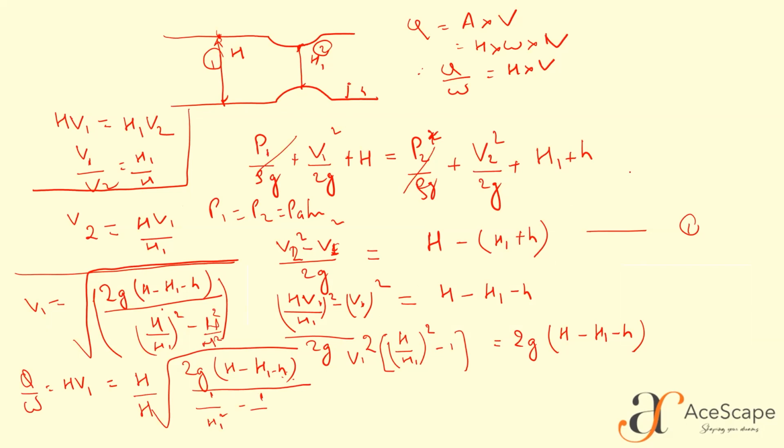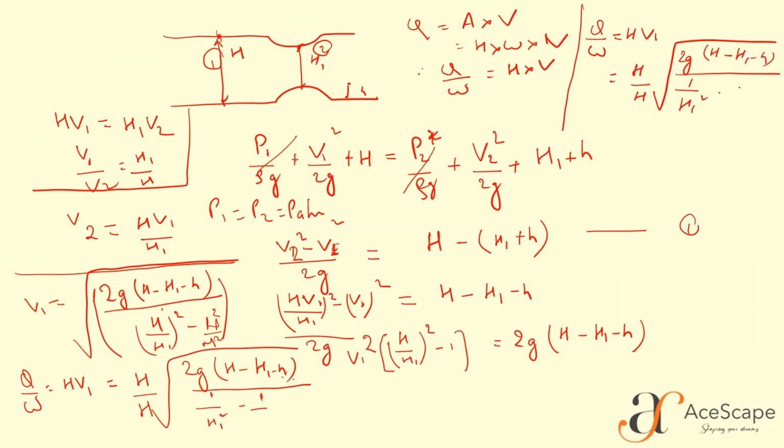Let me write it here. So Q by W is equal to h times V1, right? It is equal to h, and outside we get an h because we have taken the h outside the square root. So inside the square root we get 2g into h minus h1 minus h over 1 upon h1 square minus 1 upon h square. So this is the answer, option number 1 here.